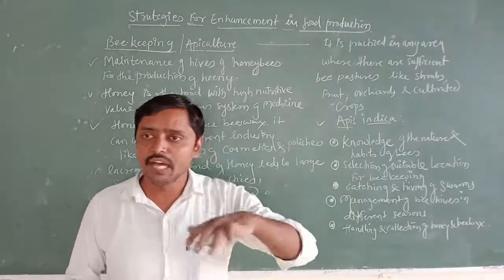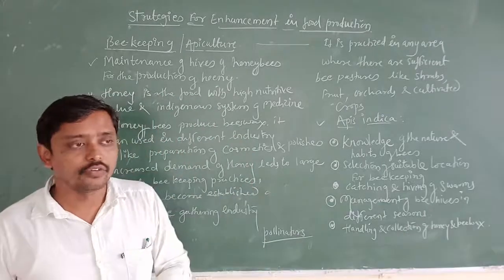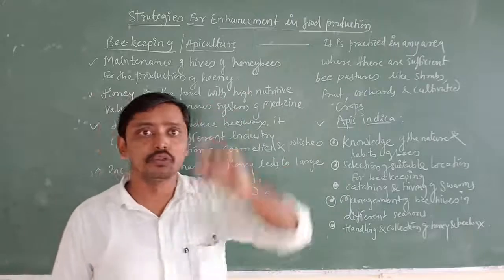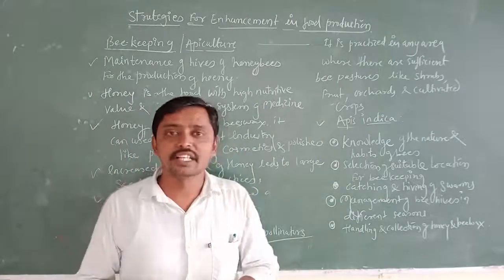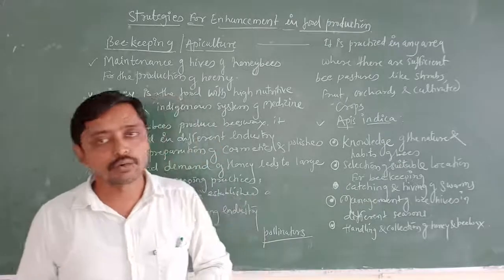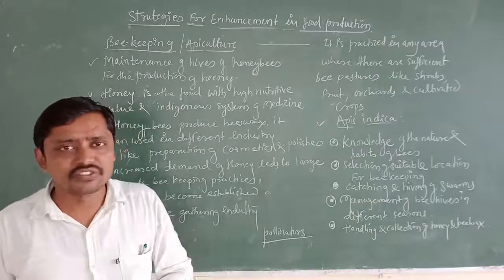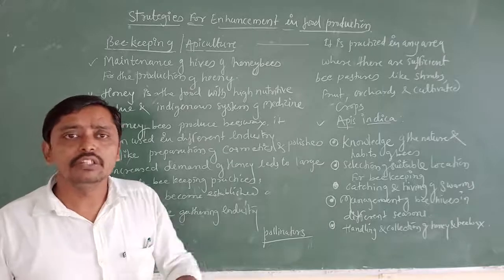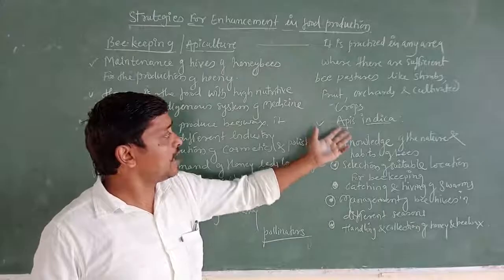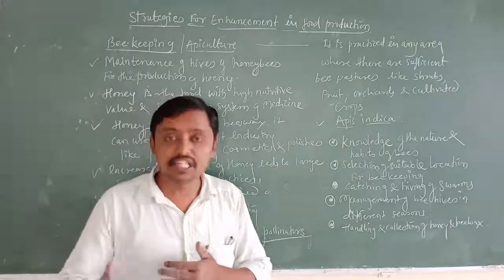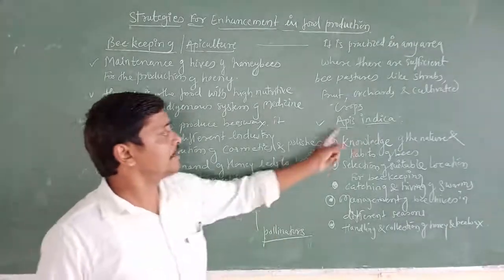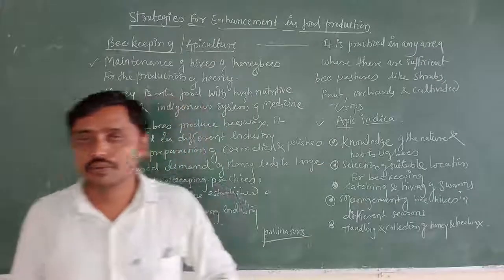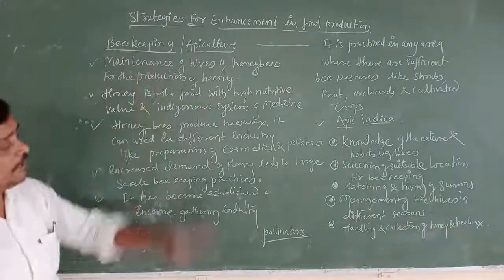Other bee species are highly poisonous if they sting us, so we do not use those bees. We use the user-friendly species. Hence, Apis indica can be used for beekeeping or apiculture.